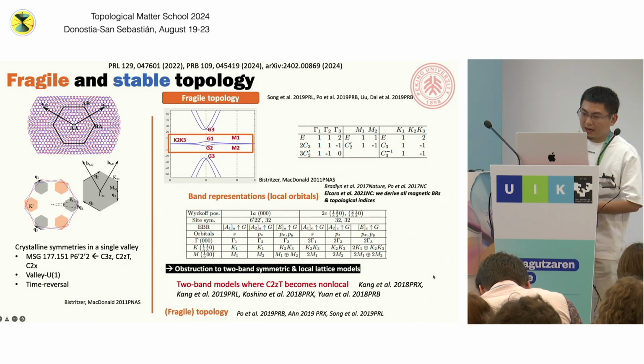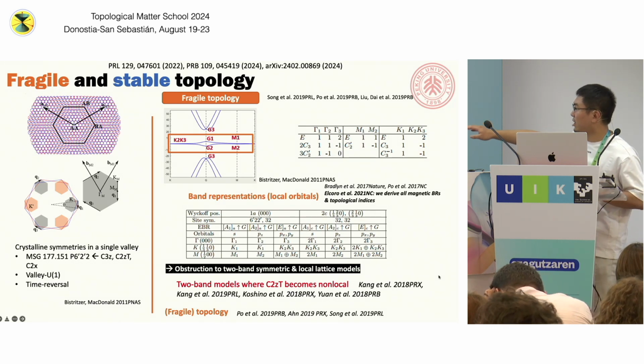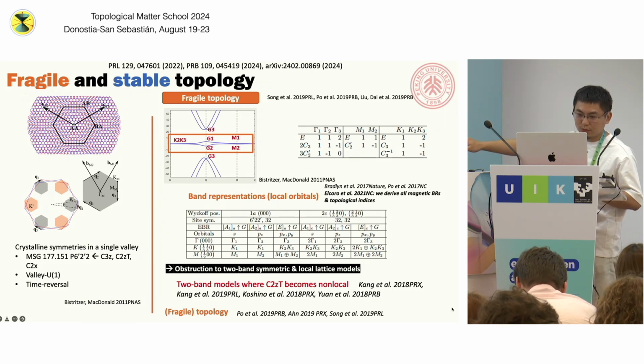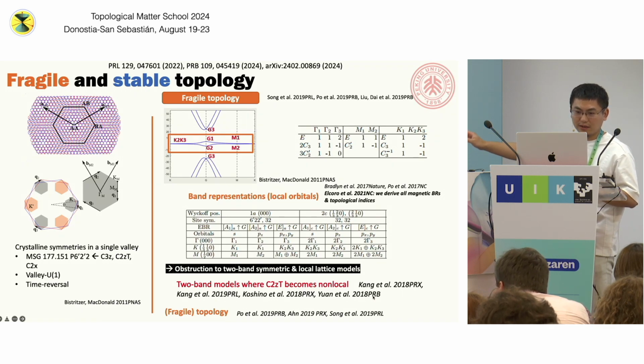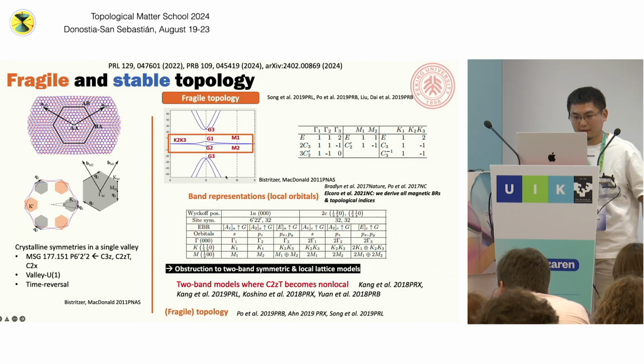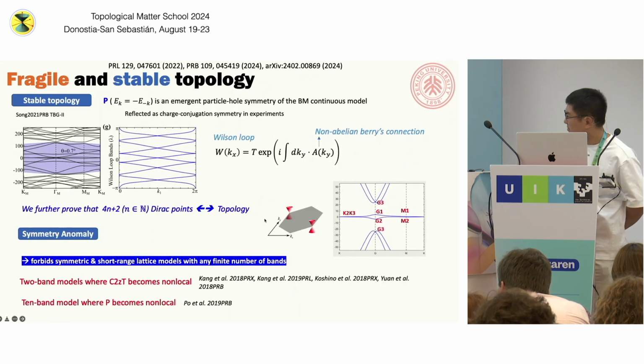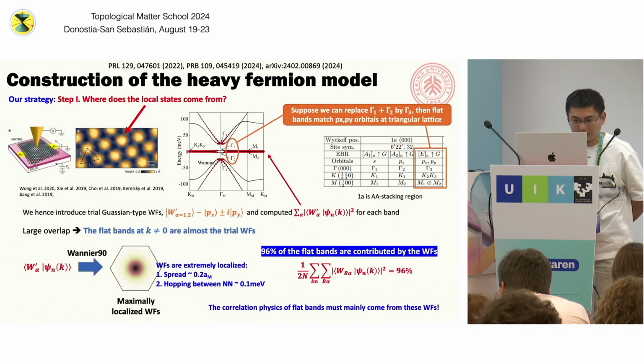Okay, but there are some very beautiful works on the two-band models. In all these works, some symmetry must be broken, like C2T symmetry or the valley symmetry, to write down a two-band lattice model. So this is something about the particle-hole symmetry. I don't think it's very relevant here, so I just skip this.